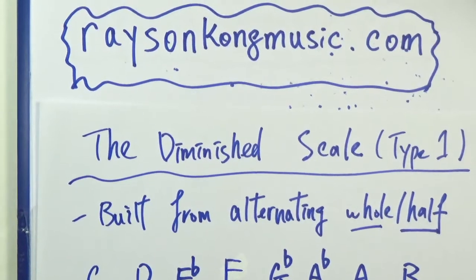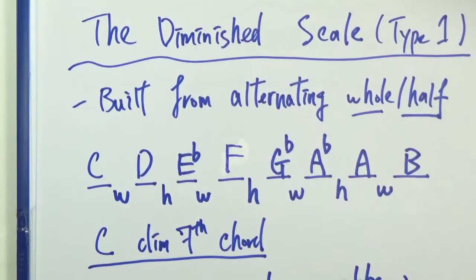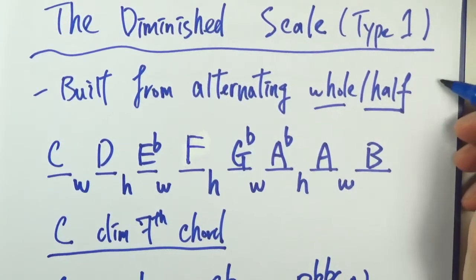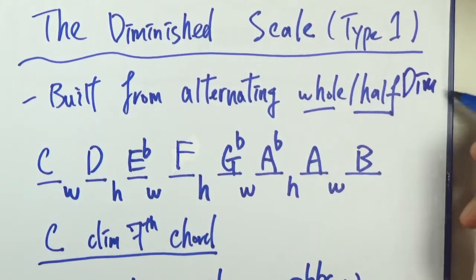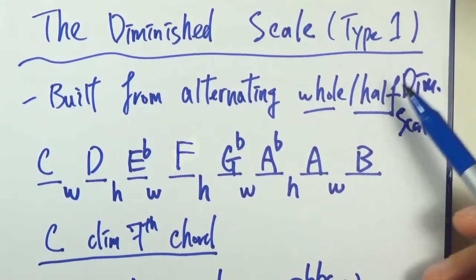Hello everybody, let's take a look at the diminished scale. So we're dealing with type 1 here. Type 1 is called a whole half diminished scale. So let me just add it, diminished scale. So whole half diminished scale. Type 2 is the reverse, half whole.